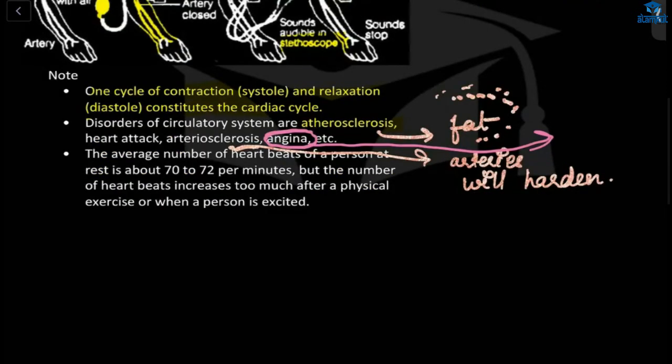The average number of heartbeats of a person is 70 to 72 per minute. But during physical exercise, or when a person is excited, it goes to more than 120 or 150. At that time the heartbeat will increase. Ma'am, what is the maximum it can go to? I have heard about 104. No, ma'am, it goes more than that.